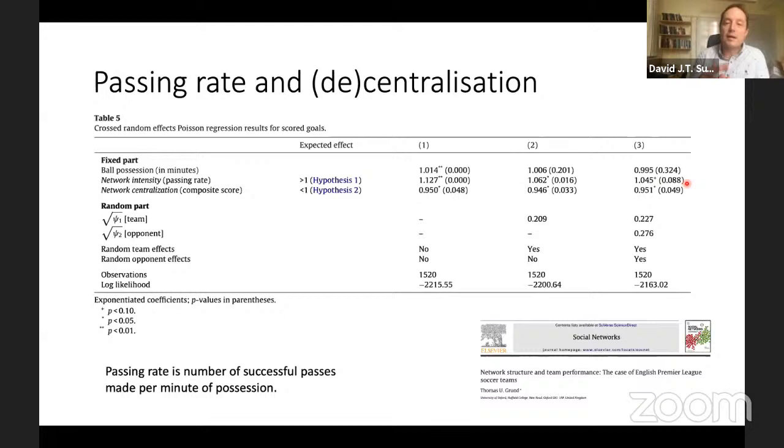So concentrating on getting your team's passing tempo up is a way to expect to score more goals. The last one he said is network centralization.